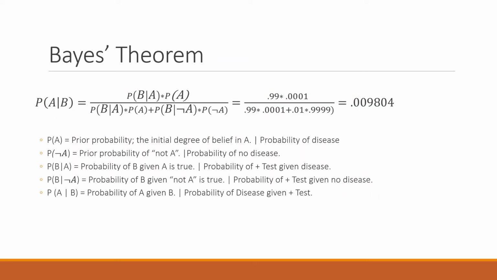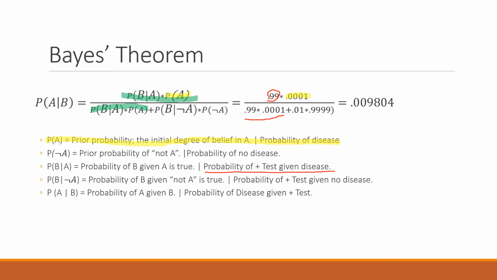If we plug it into Bayes' theorem, we've identified all of these things. We've identified the probability of B given A is true, so the probability of a positive test given the disease is 99%. We have figured out that the probability of A, the prior probability, the initial degree of belief in the disease, is 0.001%. Note that this portion of the formula is repeated in the denominator, so we just copy that down here.